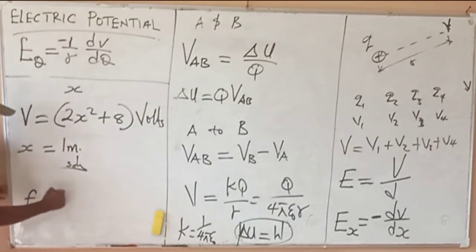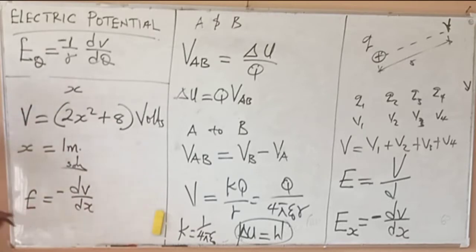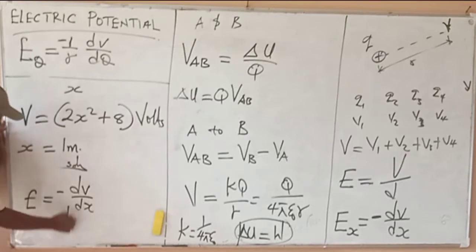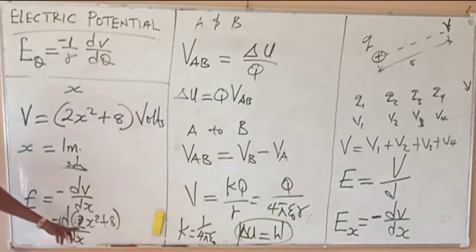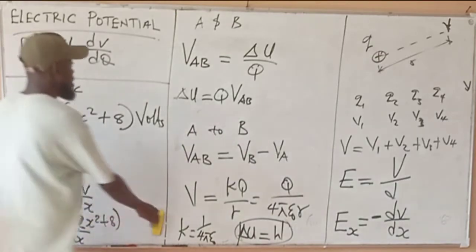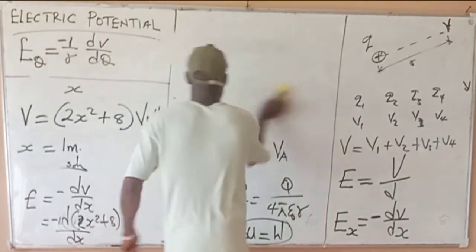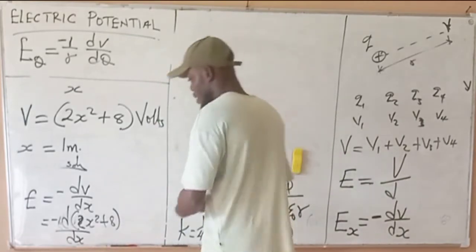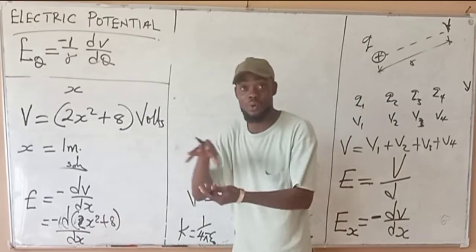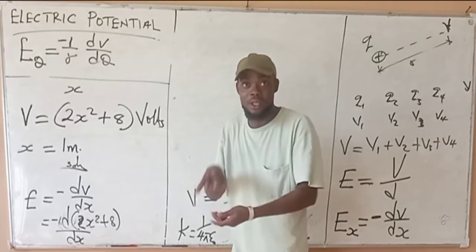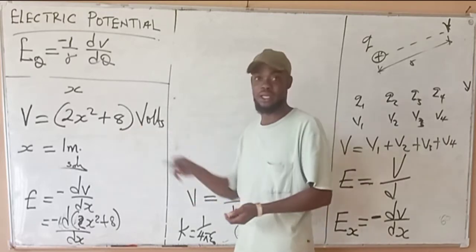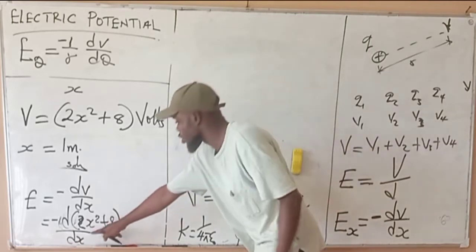Our electric field will be minus dV over dx, which is minus d of what is V, 2x squared plus 8, over dx. That's what I'm going to do. Now I will show you how to differentiate this one, as in that kinematics video. So let's apply that differential principle. If you don't know how to differentiate, quickly pause this now and go and watch the video. It's kinematics, just kinematics. It's very, very important. So let me show you how to differentiate this one now.